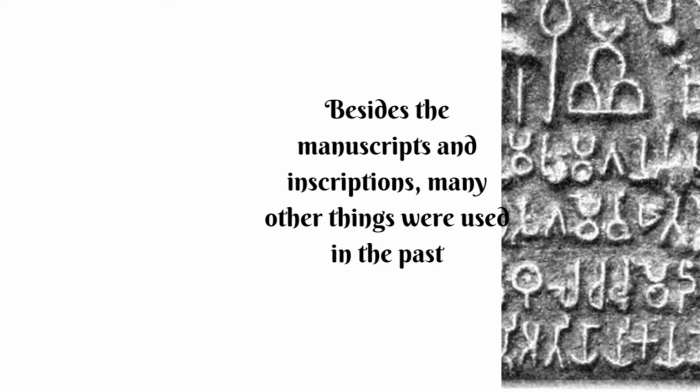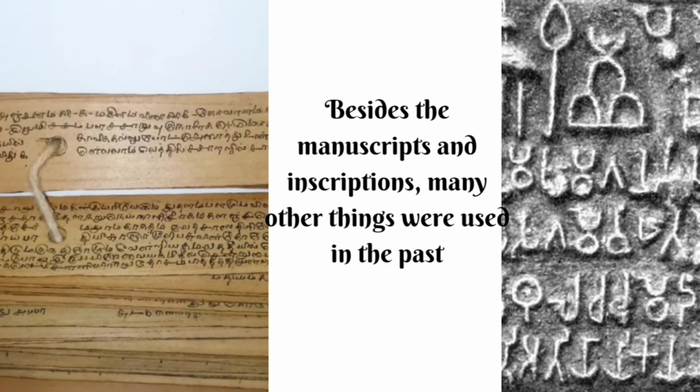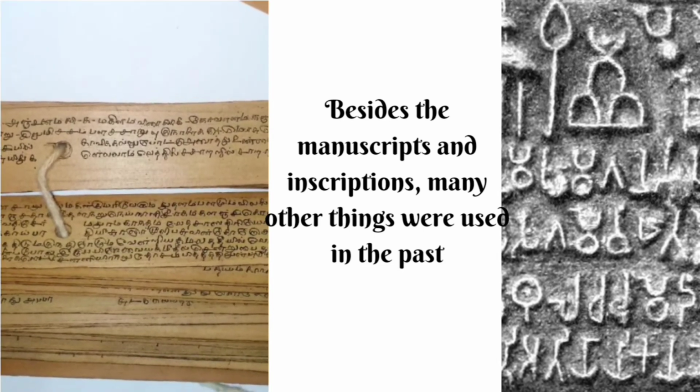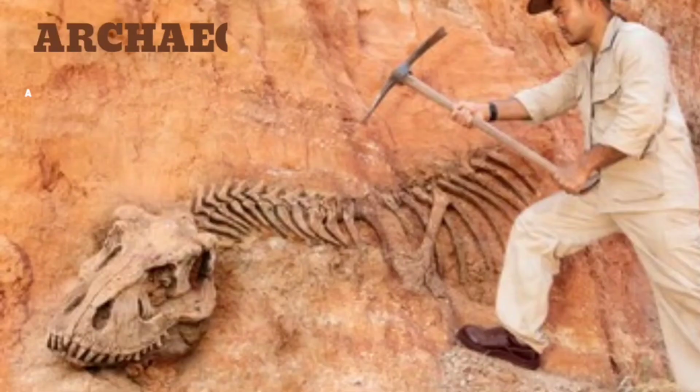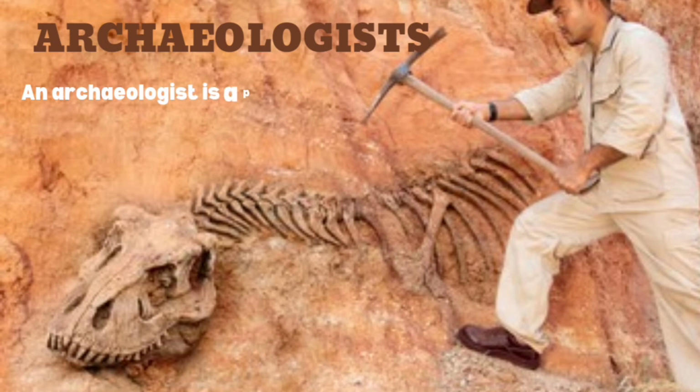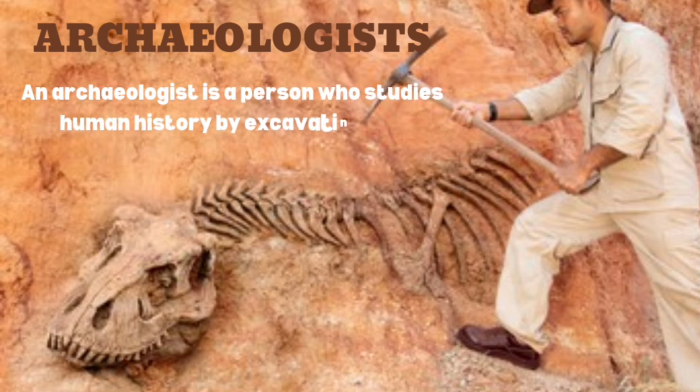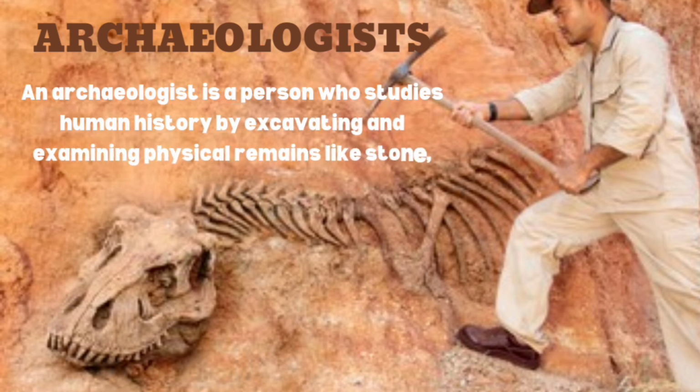Besides the manuscripts and inscriptions, many other things were also used in the past. Those who study these subjects are known as archaeologists. An archaeologist is a person who studies human history by excavating and examining physical remains like stone, metal, brick, paintings or sculptures.